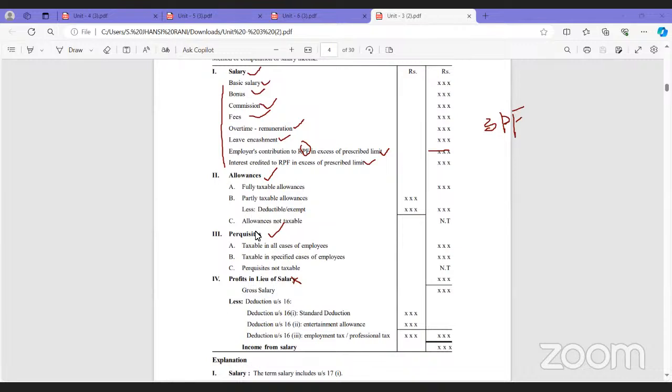Now, next comes perquisites. Under perquisites, we have taxable in case of all employees, taxable in case of specified employees, or not taxable. So, first you should remember this format. As per that, you will be able to calculate or find out what is the income from salary. This is our format.